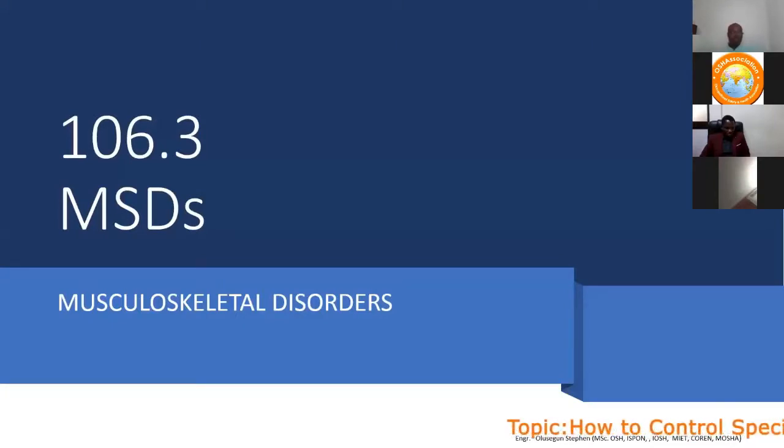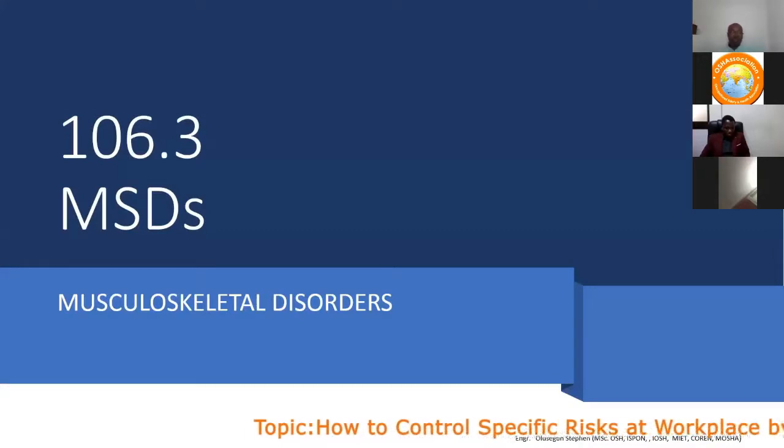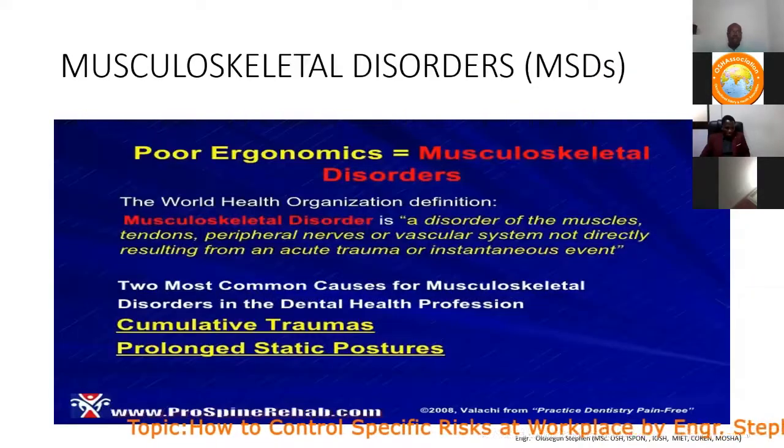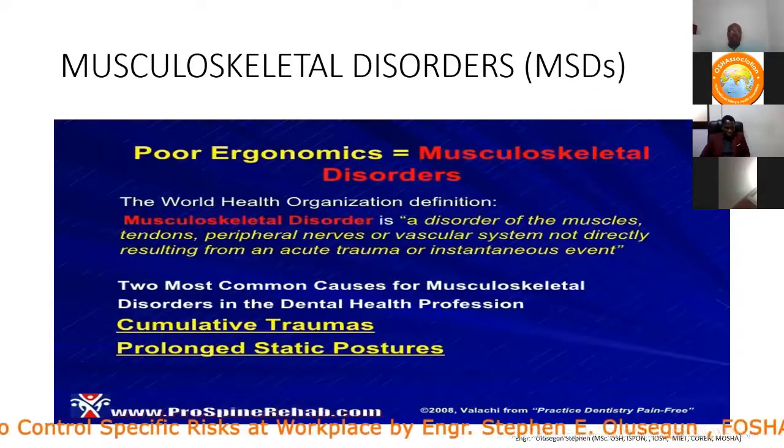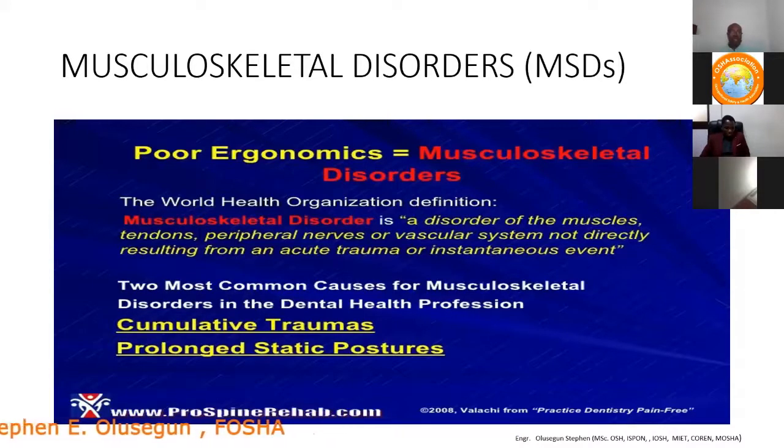MSDs simply means musculoskeletal disorder, and most of the time I'll be referring to MSDs in this session. MSDs are a result of poor ergonomics, which equals musculoskeletal disorder. The World Health Organization defines MSDs as disorders of the muscles, tendons, peripheral nerves, or vascular system not directly resulting from an acute trauma or instantaneous event.